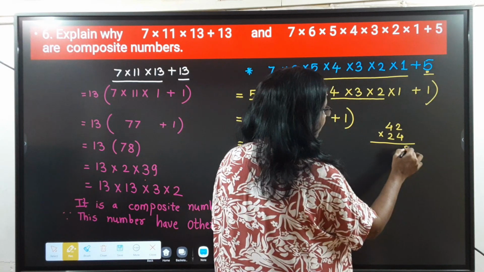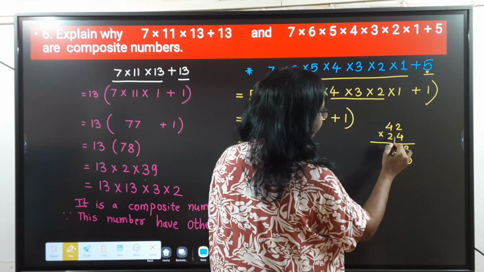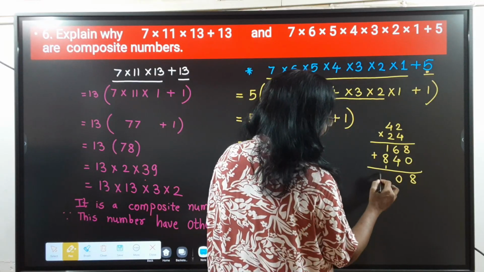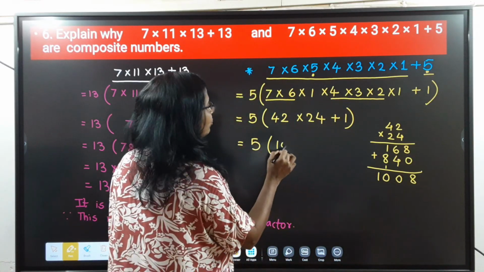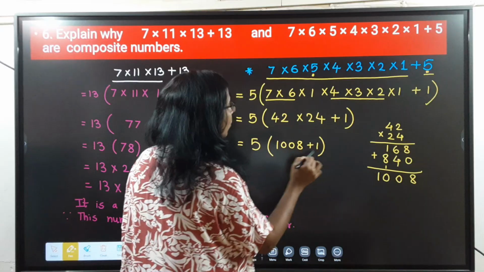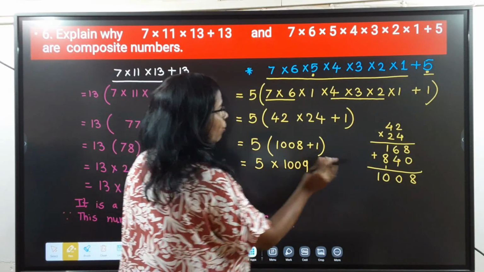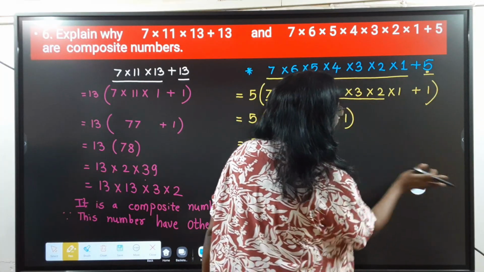So here 42 multiplied by 24. That means here, students, 8, 16, 0, then 4, 8. So 8 here, then 8, 9, 10. Okay. So 1008 plus 1. Okay student. So that means 5 multiplied by 1009.